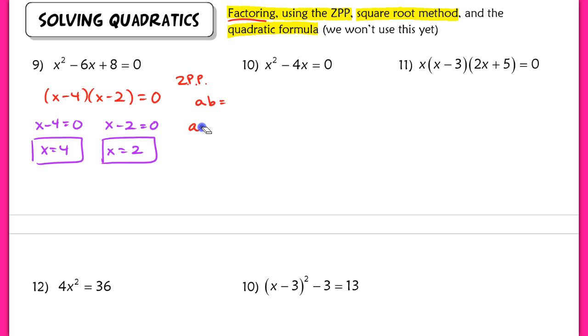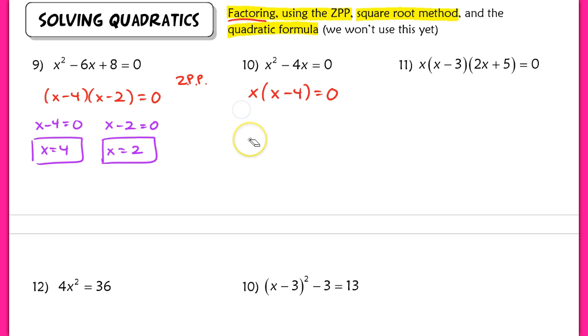Next up, number 10 is a little bit different than number 9 because here we just have a binomial. Remember, the first thing you always want to do is try to factor out a GCF. So here we can see that a GCF would be x, so we're left with x times x minus 4. Now, right away we can apply the zero product property. We have it written as a product, x times x minus 4.